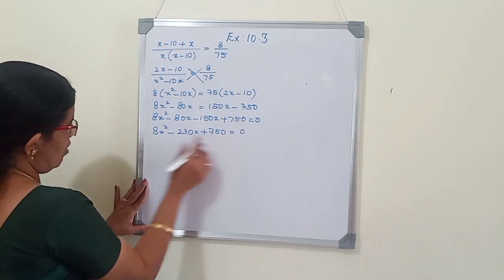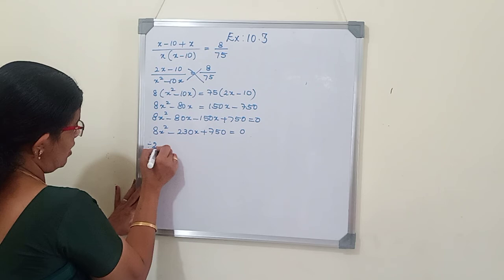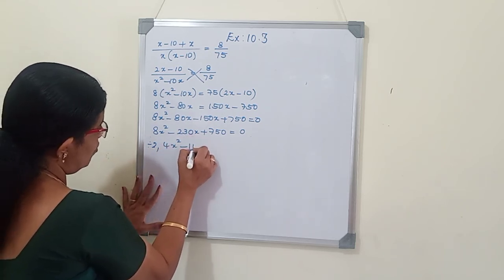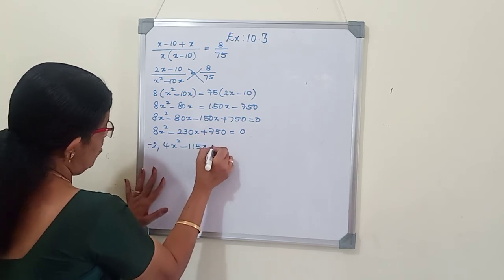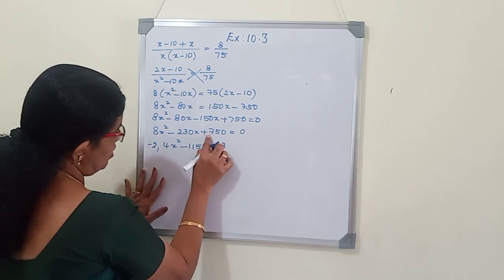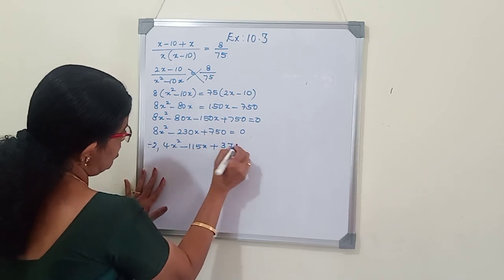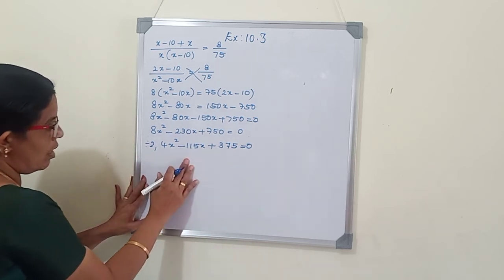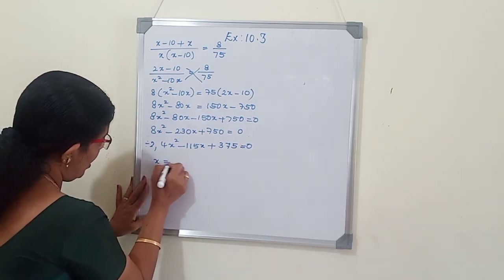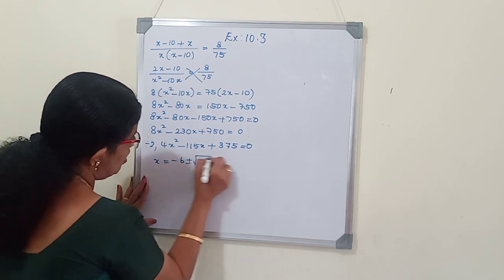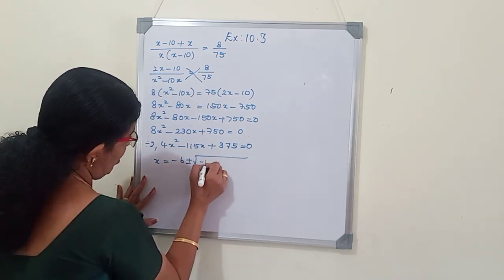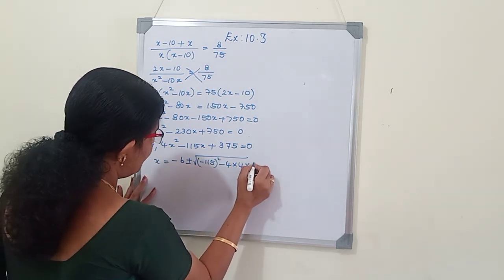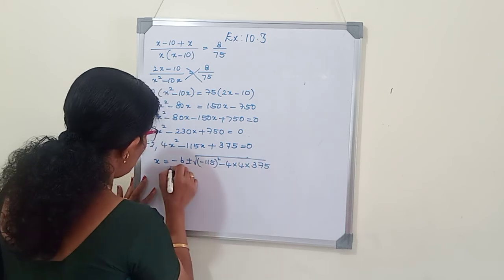With which number can we cancel? First we will see, by 2 we will cancel it. So 4x square minus 115x plus 375 is equal to 0. Now this is our equation. Now we will simplify using x equals minus b plus or minus square root of b square minus 4ac, divided by 2a. That is, minus b is 115, plus or minus square root of 115 square minus 4 into 375, divided by 2 into 4.